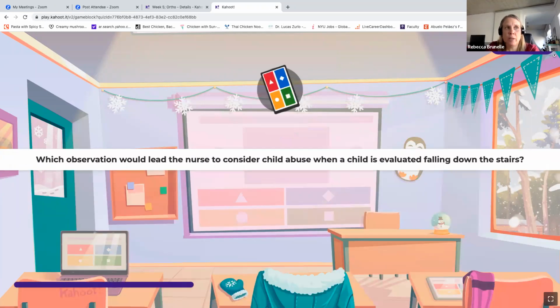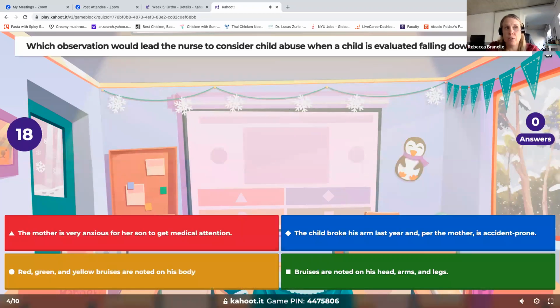So which observation would lead the nurse to consider child abuse when evaluating a child who fell down the stairs? The mother is very anxious for her son to get medical attention. You see red, green, and yellow bruises on the body. The child broke his arm last year, and according to the mom, is accident prone. Or bruises are noted on the head, arms, and legs.